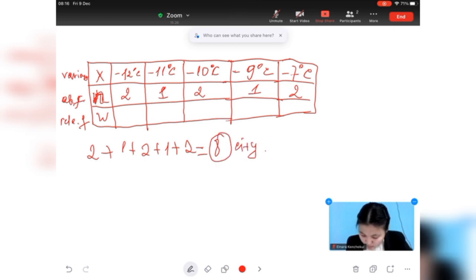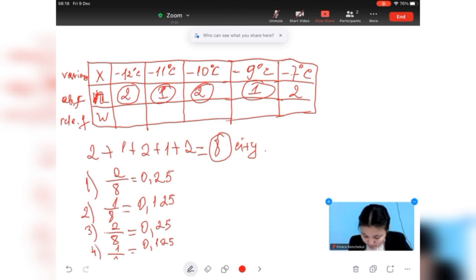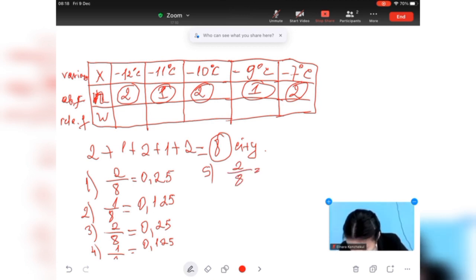And the relative frequency of each Celsius degree: the first is 1 over 8 equals 0.125, and the third, 2 over 8 equals 0.25, and the second, 1 over 8 equals 0.125, and the fifth, 2 over 8 equals 0.25.